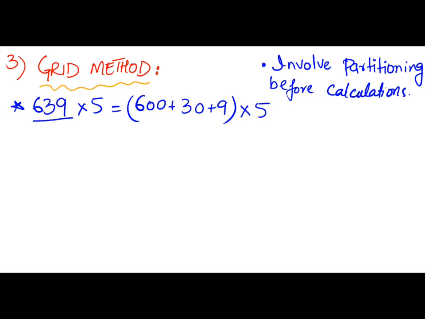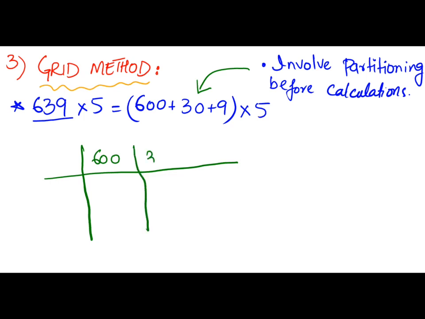Here you have seen that I have split the largest number first. Now I am going to make a grid. The first number is 600, the second number is 30, and the third number is 9. All of these three numbers are going to be multiplied by 5.